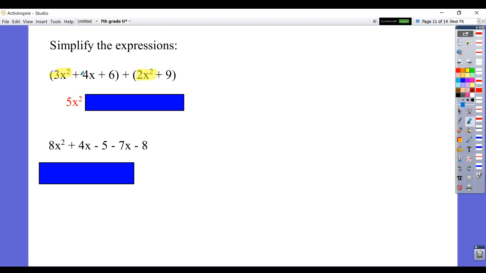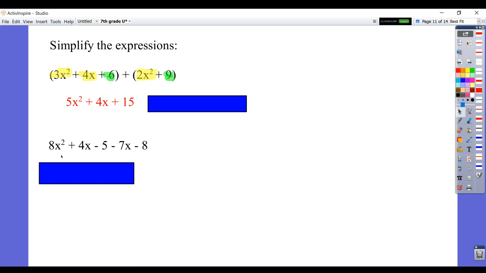And we have 4x, but 4x doesn't have any other terms that are alike to that. It doesn't have any other terms that it can be combined with. So it'll stay plus 4x. And then the 6 and the 9, both being constant terms, of course, can be combined. So we'll get plus 15.